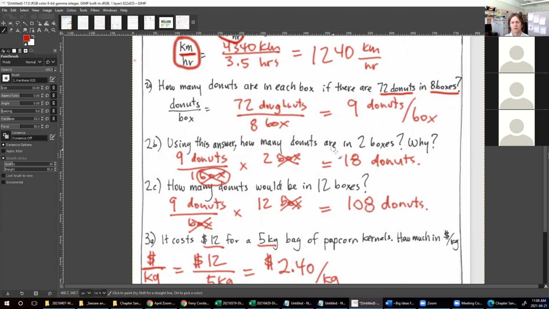Now, it says how many donuts are in 2 boxes. So this is how many I have. I have 9 donuts per box. Because box is on the bottom, I'm going to multiply it by the 2 boxes on the top so that the units cancel out. You could do that if you wanted. Box cancels out with box. I'm left with 9 times 2 is 18 donuts on the top, no units on the bottom, and that's perfect. I want 18 donuts. That's what I wanted, actually.